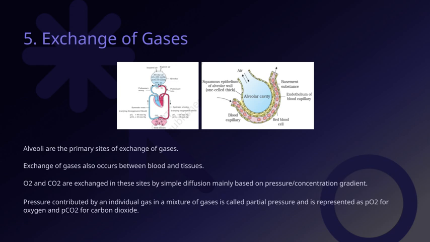This gas exchange isn't limited to the lungs alone. It also occurs between the blood and tissues throughout the body. The primary sites where this exchange takes place are the alveoli, tiny air sacs in the lungs. These alveoli are incredibly efficient at facilitating the transfer of oxygen into the blood and removing carbon dioxide from it. Understanding this exchange of gases is crucial because it underpins how our respiratory system supports cellular function and overall homeostasis.